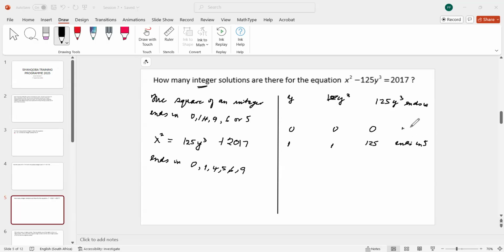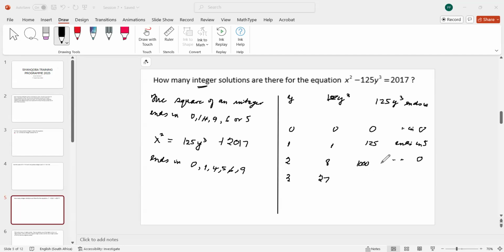So it ends in 0 here, ends in 5. When you take 2, 2 cubed is 8. 125 times 8 is 1,000. And that ends in 0. If you take 3, 3 cubed is 3 times 3 is 27.